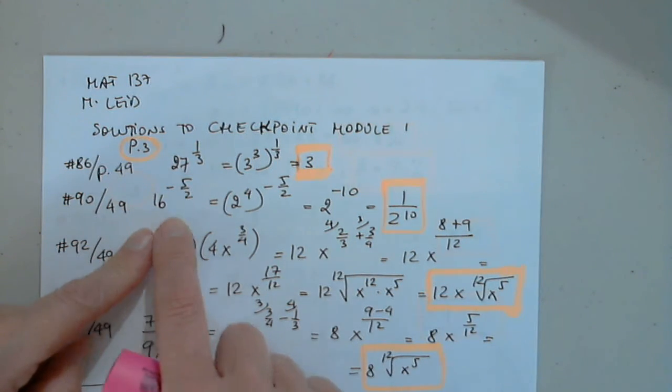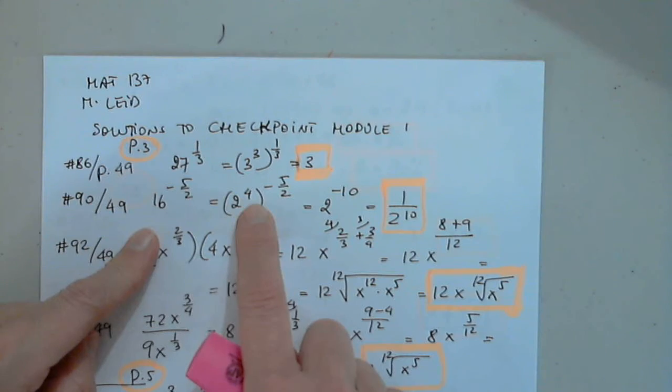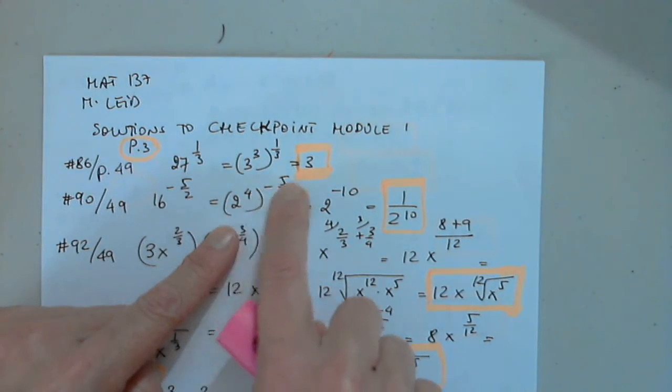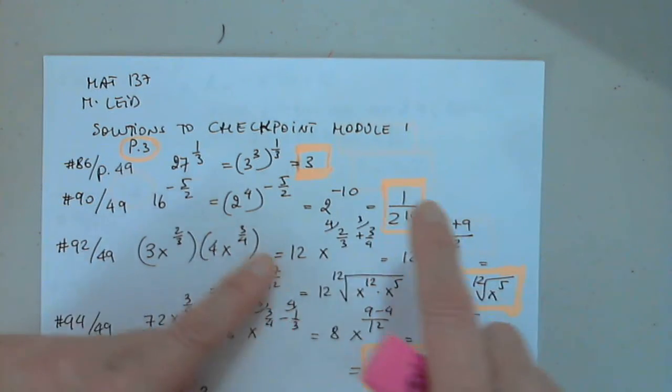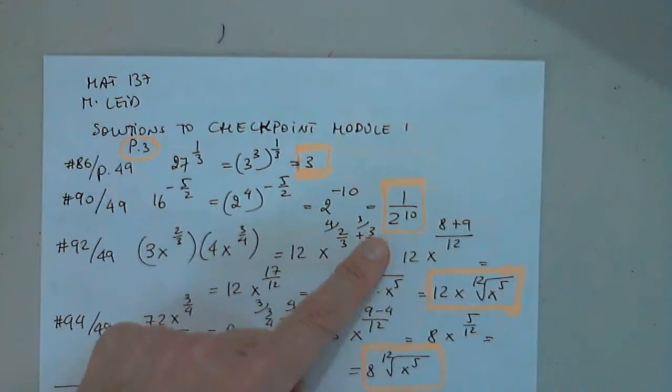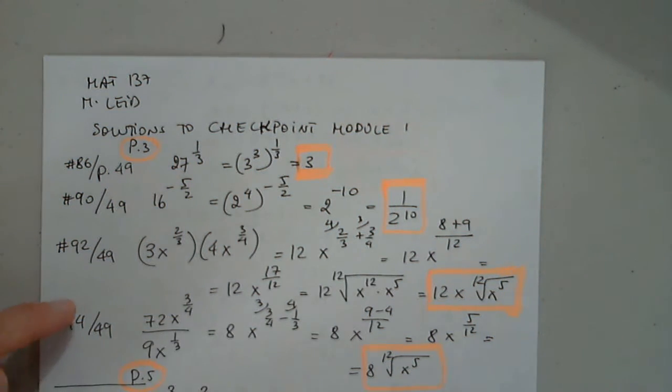Same thing here. I replace 16 by 2 to the 4th, same idea. Copy the base, multiply. This is negative 20 over 2, which is negative 10, which has to be written as 1 divided by 2 to the 10th. Negative exponent.